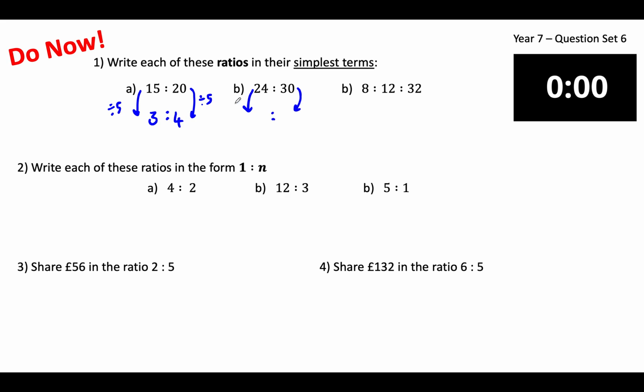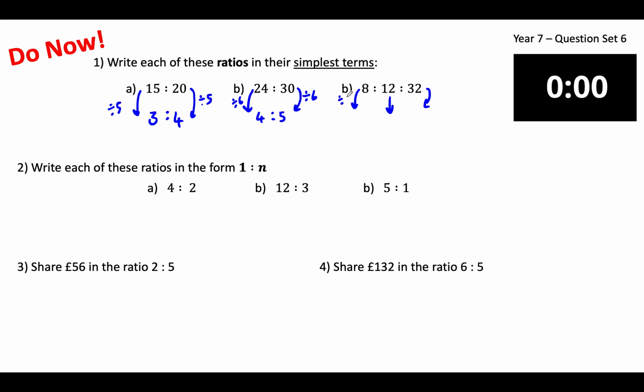24 and 30, I could divide both of those by 6. Could divide them by 2, but 6 would be better because it makes it even smaller straight away. So 4 to 5. Now if you did it in 2 jumps, it's not going to matter. That's absolutely fine as long as you do eventually get to the simplest terms.